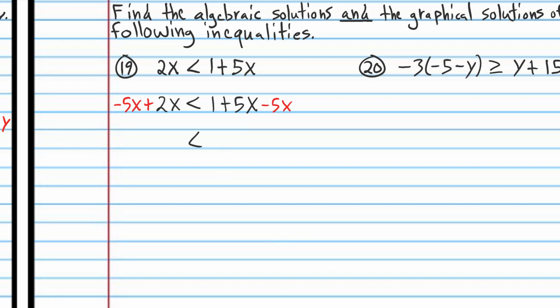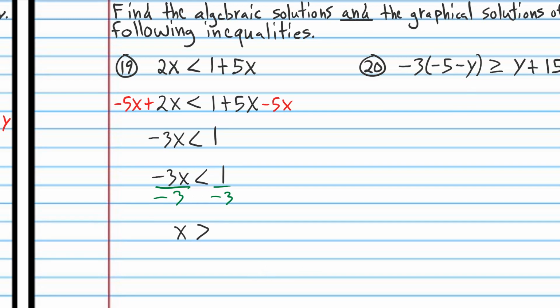So now we're left with 1 over here, and negative 5x plus 2x is negative 3x. And let's see here. So now we have to divide both sides by negative 3, so that means we have to rewrite the inequality. Then we can divide, but listen very carefully. Remember what happens when you divide or multiply an inequality by a negative number. When you divide or multiply an inequality by a negative number, you have to flip the inequality sign. So it goes from a less than sign to a greater than sign. And we have x is greater than negative 1/3. And that is the algebraic solution, algebraic answer.